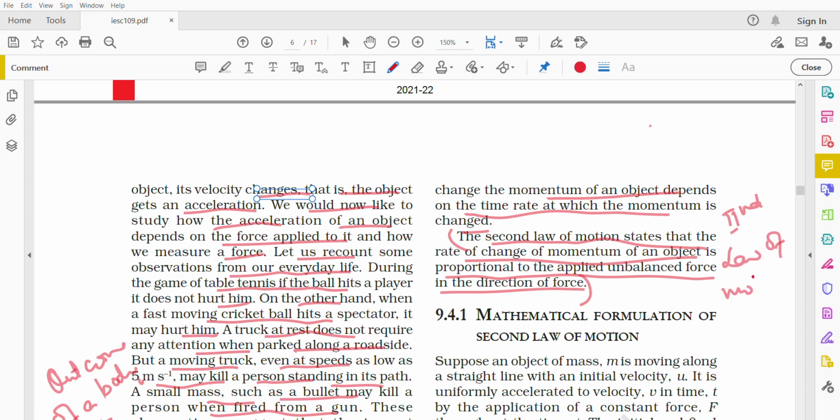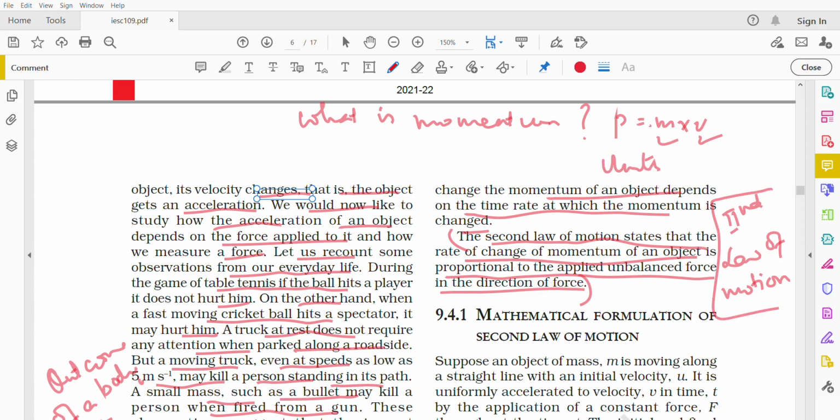So you need to write what is momentum. Please write the notes of what is momentum with the proper notation, like how it is represented by p, which is equal to m into v, what is m, what is v, and what are the units of momentum. Then you will write what the second law of motion states.